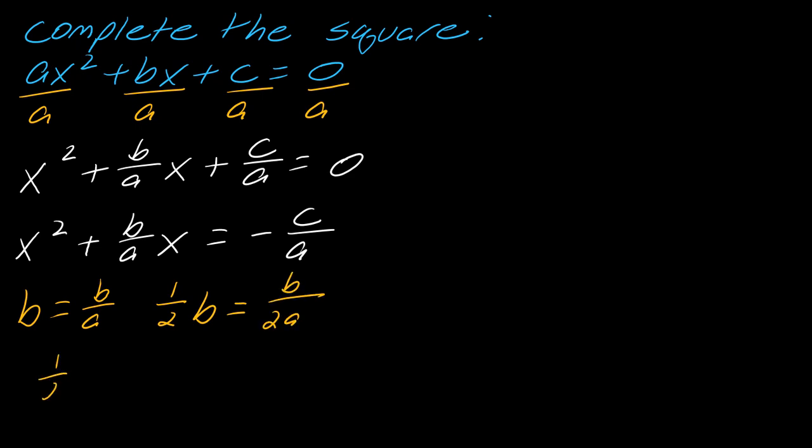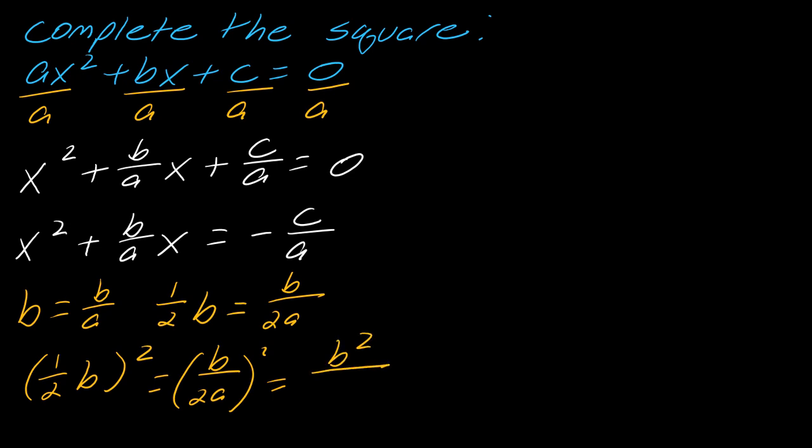And then I'm going to take 1/2 b and square it. So I really want to square the top and the bottom of this. Maybe I should just write that out so that we don't miss anything. When I square this, the top becomes b squared. Remember, I have to square the 2, so 2 squared is 4, and a squared is a squared. So this becomes b squared over 4a squared. Now that I've done all of this, what do I do with it? I take this part and I add it to both sides of the equation.